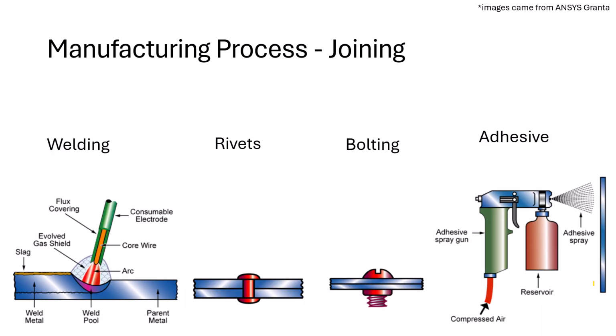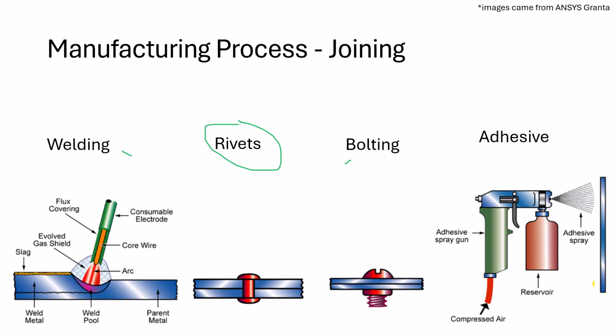So manufacturing processes: joining, welding, rivets, bolting, adhesives. Those are the four main ones. I'll point out rivets right here. We want to stick to rivets. Rivets are great. They're one of the cheapest options, especially for sheet metal design. There are options where you want to use welding and bolting, but it's not as common, and obviously you could use adhesive for some places, but most of the time you're going to want to try to use rivets in your design.